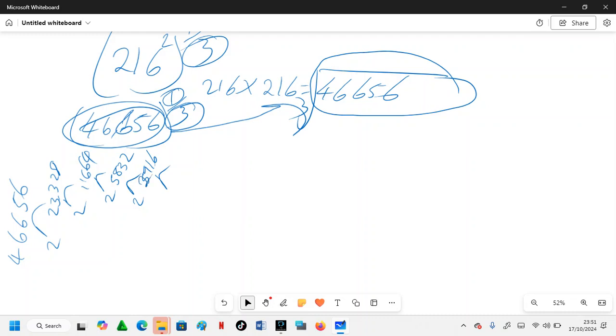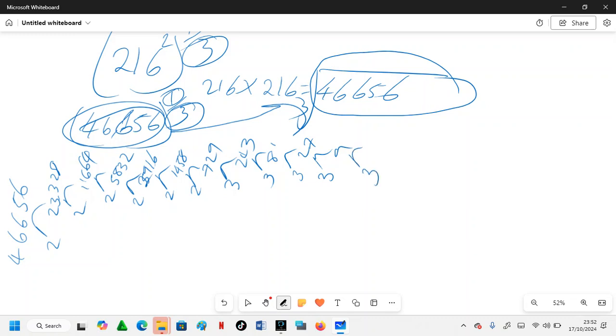29, 16 divided by 2 is 14, 58 divided by 2 is 729. And I believe that is where division by 2 stops. So divided by 3 is 243. Divided by 3 is 81. Divided by 3 is 27. Divided by 3 is 9. And divided by 3 is 3.